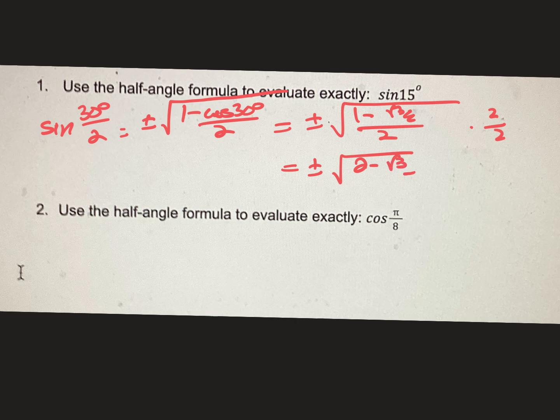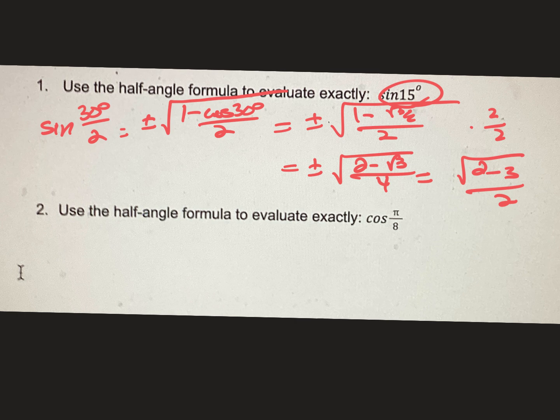square root of 3, and the 2 cancels there with the 4 on the bottom. Now we know what the square root of 4 is. The square root of 4 is 2. So we're going to go plus or minus 2 minus square root of 3 all over 2. Now, the plus or minus depends on where our original angle was. 15 degrees was our original. That's in quadrant 1. Everything's positive in quadrant 1, so my answer is positive.